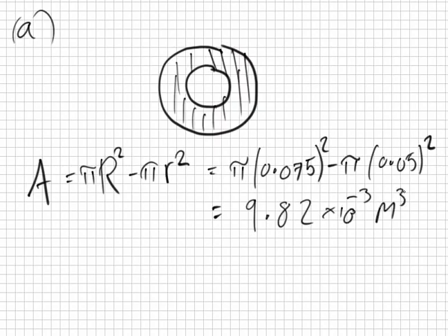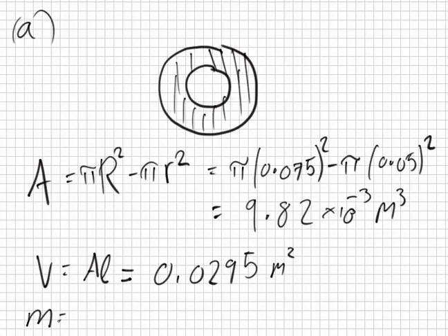Right, that's the area. But how do I calculate the volume? Do you remember the trick or the quick way? It's A multiply L. And in this case, the L is 3. So that's 0.0295 meters cubed. And then what's the formula for mass?